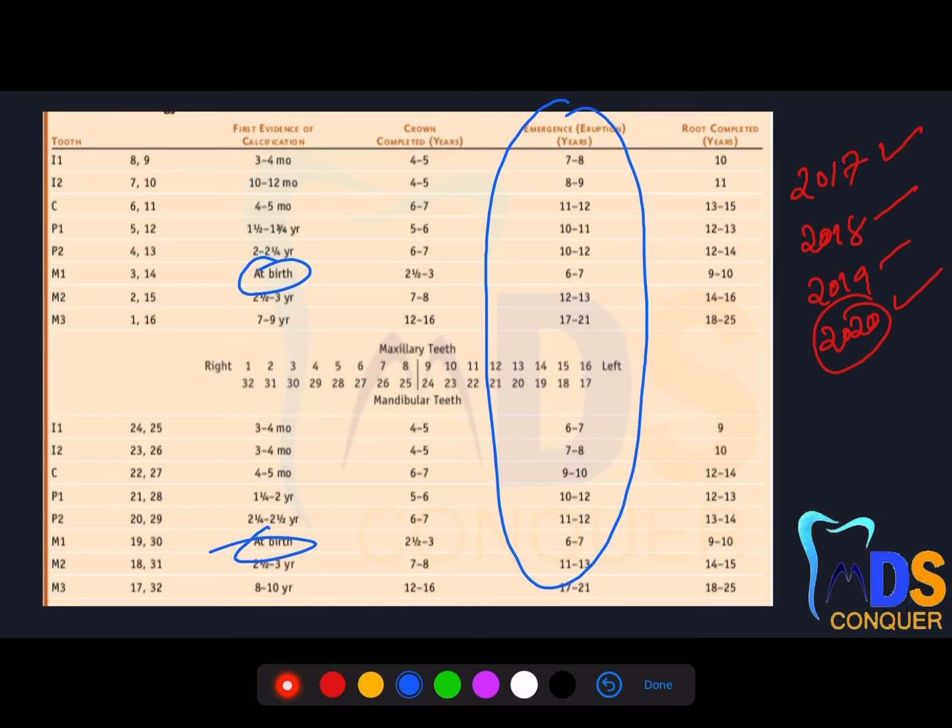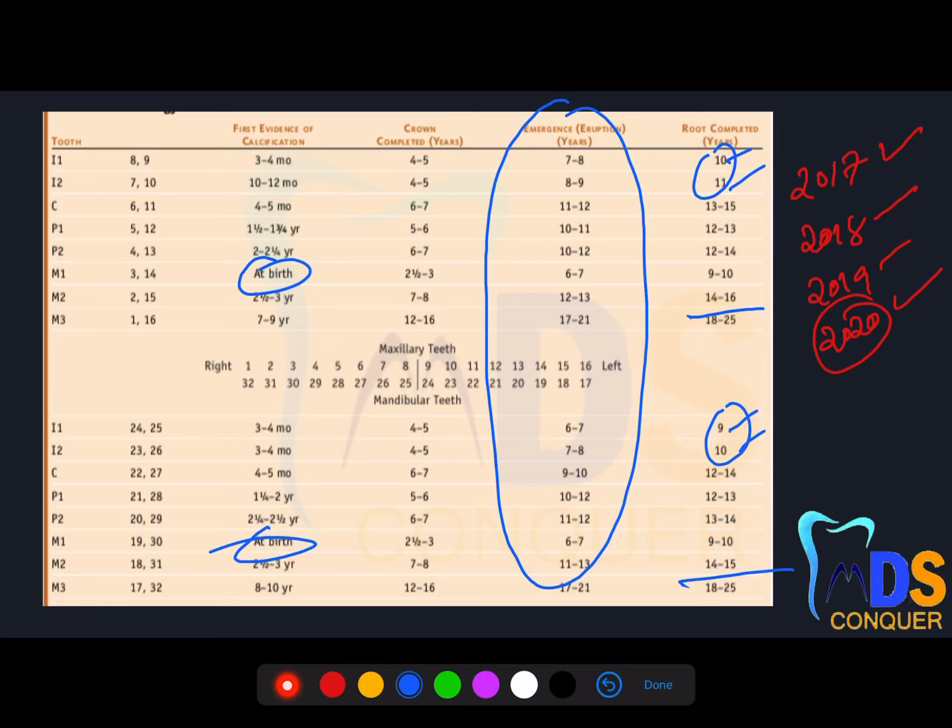Okay, so root completion. Root completion of all the teeth will be completed by 16 years. By 16 years all the teeth are completed except the third molars. Of course, anterior teeth, because they can ask you apexification, apexogenesis questions. So all the anterior teeth will be done by 10 to 11 years. You can see this is 9, 10, this is 10, 11. So by 11 years, all are completed.